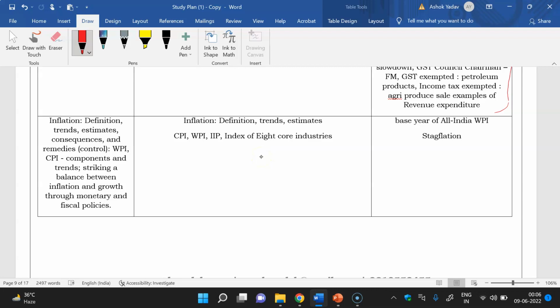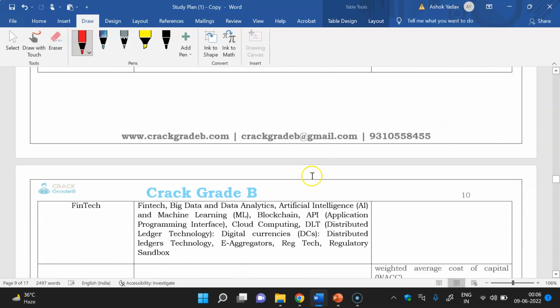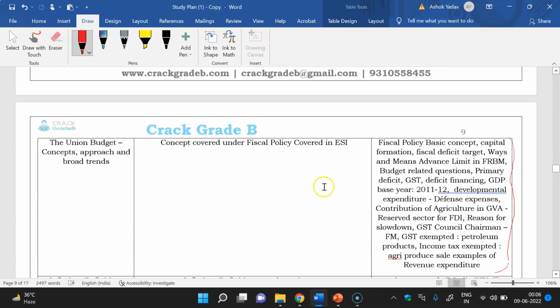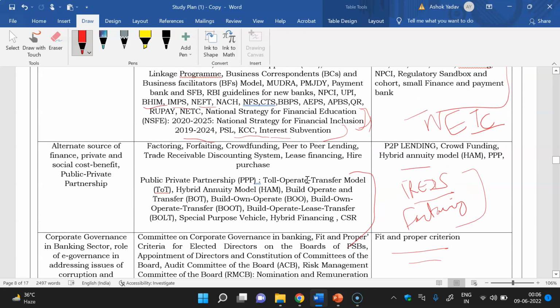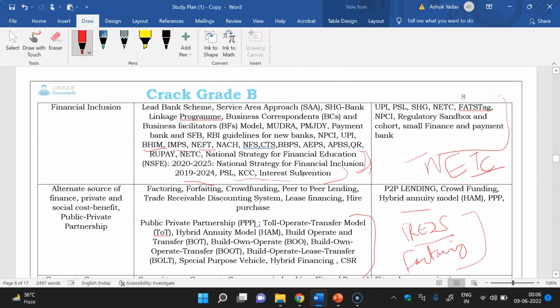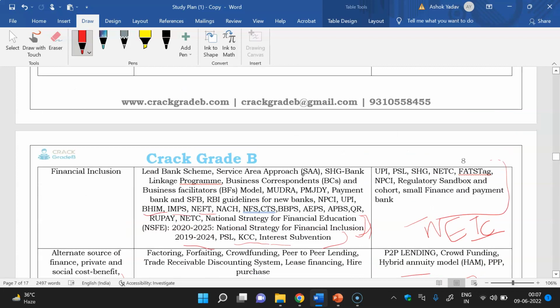WPI, IIP, and the index of industries we have already told you to cover. They have asked questions like this. Stagflation was asked in the GA part also this year, so such things you have to cover. In finance, for the descriptive questions, public private partnership and financial inclusion are very important.